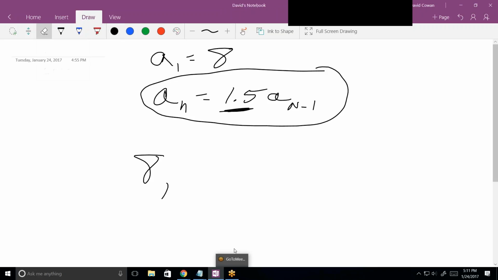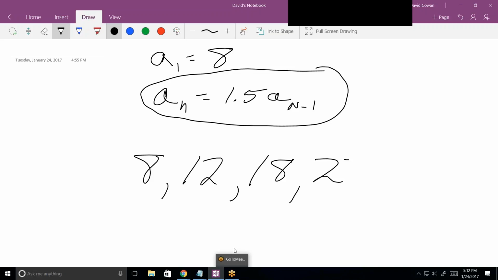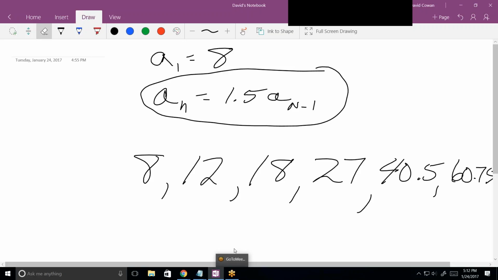So what's the next term? You got a calculator in front of you? Yeah, might need it for this one. 8, 12, 18, 27, 40.5, 60.75. That would have been difficult without a calculator. Okay. What else?